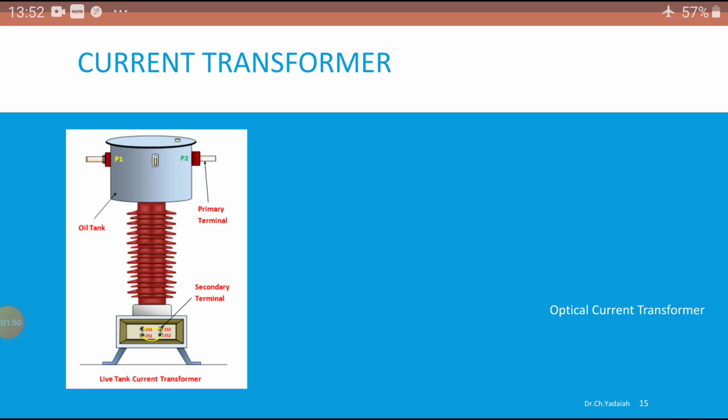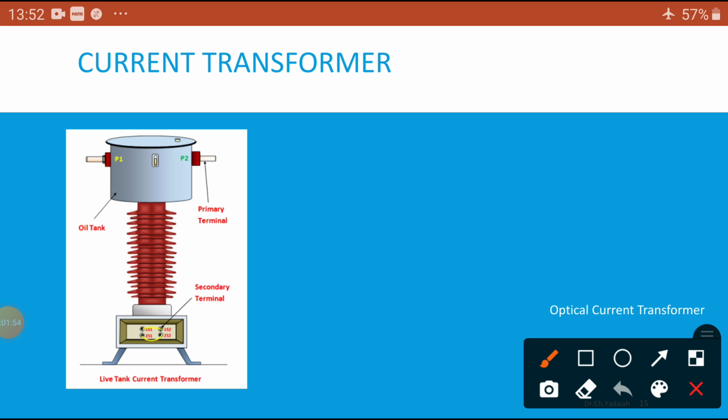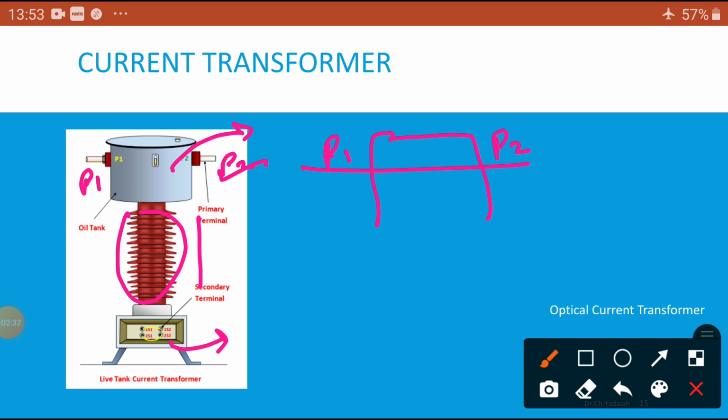What does it consist of? It has a tank, an oil tank. It is placed in oil because current is continuously flowing in the coil, and it may heat up. That's why it is oil filled. This is the primary, and here it is connected with the secondary. These are the porcelain insulators, for isolation from ground. P1 and P2 are the input and output terminals; whatever current the line carries comes in and goes out. P1 and P2 are connected and placed in oil.